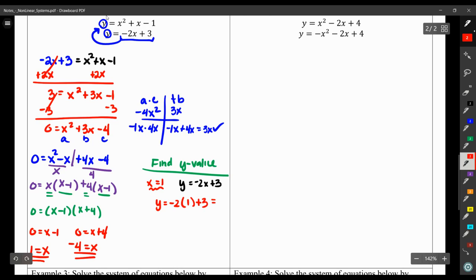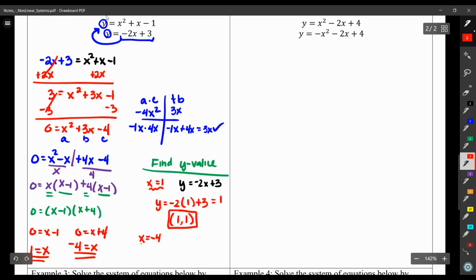And if we simplify this down, negative 2 times 1 makes negative 2, and negative 2 plus 3 makes 1. So the first coordinate is an x value of 1 and a y value of 1. So this would be the first intersection point of my quadratic and my line. Now I need to find the second one.